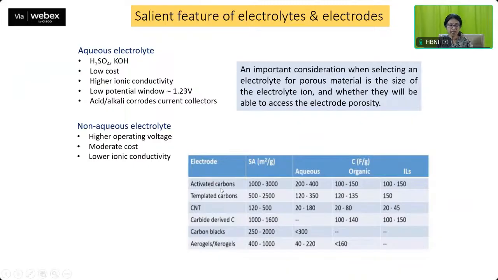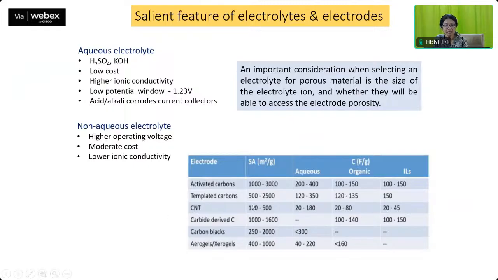So if you have these different electrodes, you can have activated carbon, templated carbon, carbon nanotubes, carbide derived carbon, carbon black, aerogels. Along with it, you can have different kinds of electrolytes: aqueous electrolyte, organic electrolyte, or ionic liquids, and different surface areas, as you can see. What you will see is that the capacitance value changes. So if you have an activated carbon with a surface area of 1000 to 3000, in presence of an aqueous electrolyte, the capacitance is 200 to 400 farads per gram.